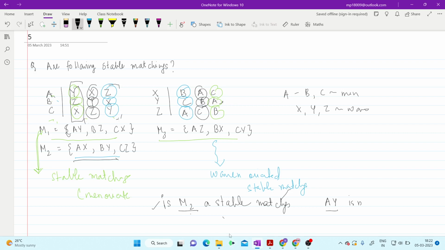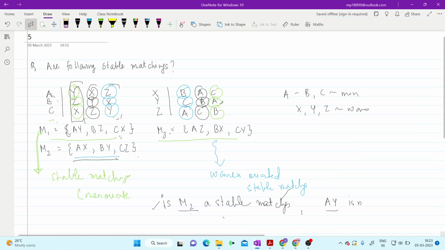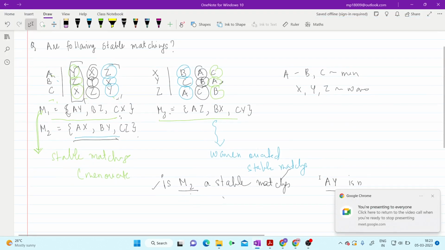So is this question clear? All these three matchings are stable. For M1 and M3 it was clearly visible that they are stable matchings. For M2 we have to check that they have no blocking pair. So for M2 also, is it clear? Ma'am, again explain, madam. Which part? M2.